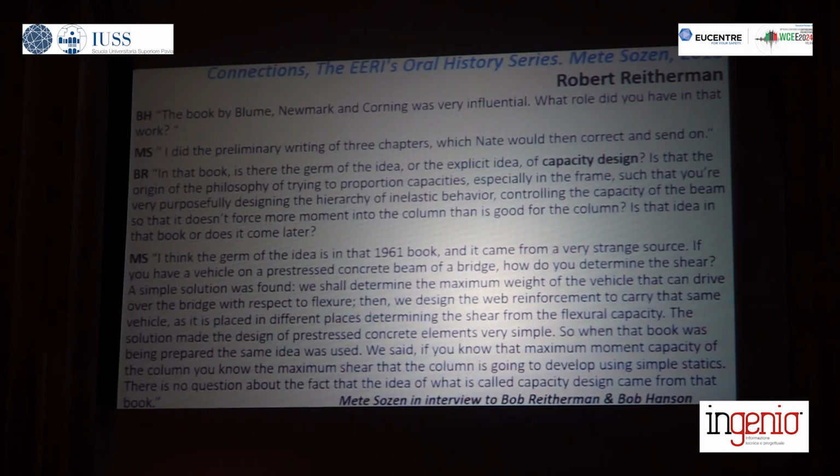As late as 2018, Mete Sozen, in his own interview to Bob Reitherman for the EERI's Oral History series, is asked the question of his role for this book. And he says that those ideas were present there and that he prepared drafts of the chapters where these ideas appeared. And he also adds that these rules, at least the one for shear, come from bridge design.